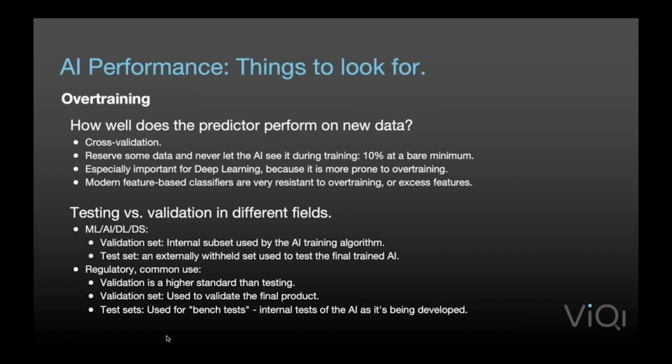And the test set is this withheld set that the AI never sees during training that you use to determine how well the final AI is performing. This is actually very different in how validation and testing is used in the regulatory field and possibly in common use also. Validation there is that final set that you use to validate the final AI model, right? The test sets are the ones that you use for internal testing while you're developing your AI. So be very careful about when people talk about validation and testing, what they're talking about, because they mean different things in these fields.